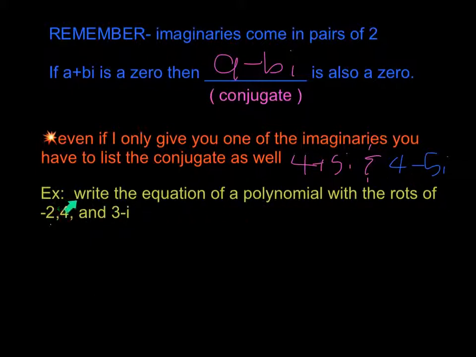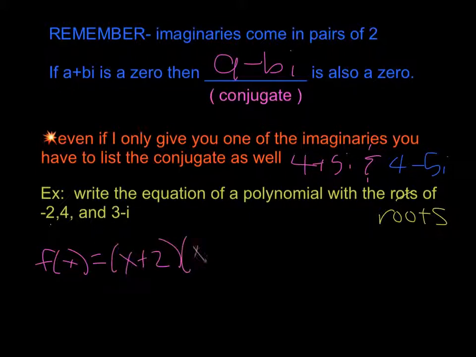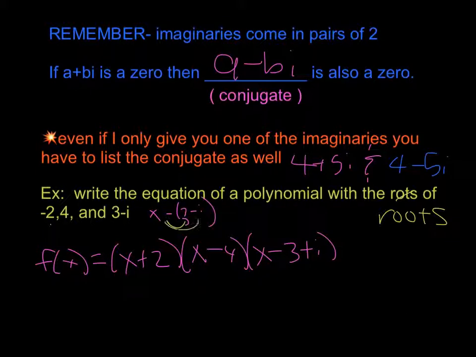So for example, if I want to write the equation of a polynomial with the roots of 2, 4, and 3 minus i, for my equation, if it's a minus 2, I want that as x plus 2. 4 will give me x minus 4. The 3 minus i will be an x minus 3 plus i, because you're basically doing x minus 3 minus i, and you've got to distribute the minus sign.